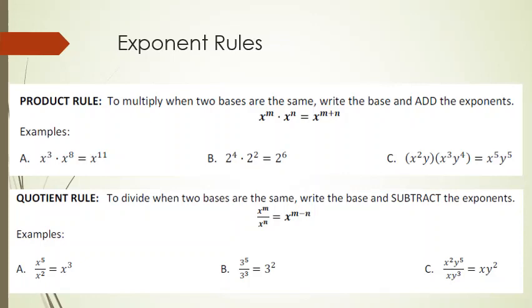For part B, numerical example, we have 3 to the 5 divided by 3 cubed. 5 minus 3 is 2, so we end up with 3 squared. Now part C is something more like what you'd see on a quiz or a test. We have x squared divided by x to just give me x. And then we have y to the 5 divided by y cubed. 5 minus 3 gives me 2. So that's y squared.